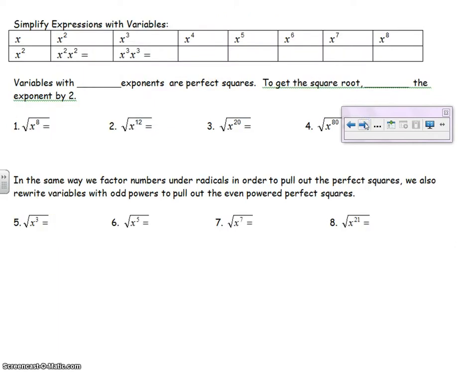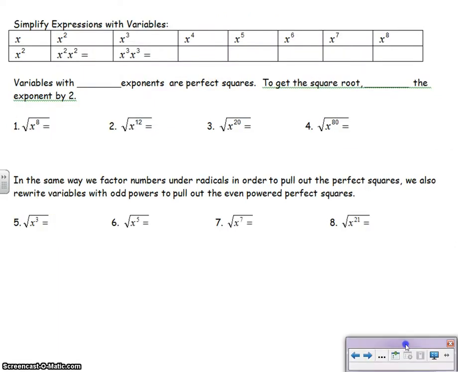Onward. Okay, let's talk about when we're using variables. When we're simplifying expressions with variables, we need to think, what's the perfect square of something with a variable? So if we do x squared times x squared, that's x to the 4th. So remember, we do our exponent rules, so it's x to the 4th. So if we're doing x to the 3rd times x to the 3rd, that's x to the 6th. X to the 4th quantity squared would be x to the 8th.